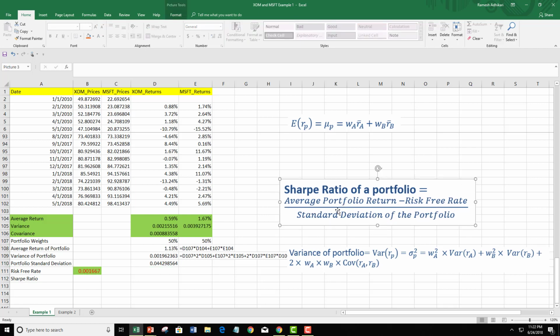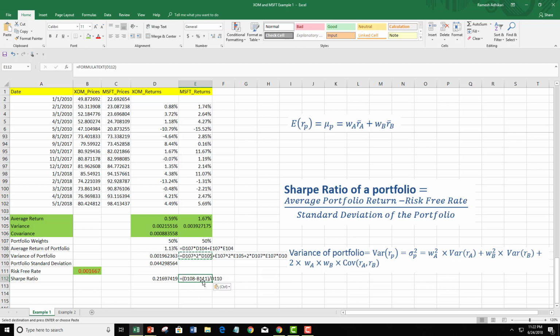Alright, now we need to compute the Sharpe ratio, and I have a formula here for your convenience. Remember the Sharpe ratio formula: the average return of the portfolio minus the risk-free rate, over the standard deviation of the portfolio, and we have all inputs given. The risk-free rate is given in the problem, so I'm going to use that. Therefore it equals, in brackets, the portfolio average return minus the risk-free rate, over the standard deviation of the portfolio. So that gives us the Sharpe ratio, and I can show you the formula here, and that's how you can compute the Sharpe ratio.